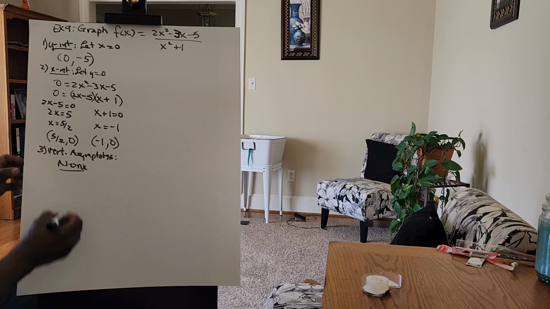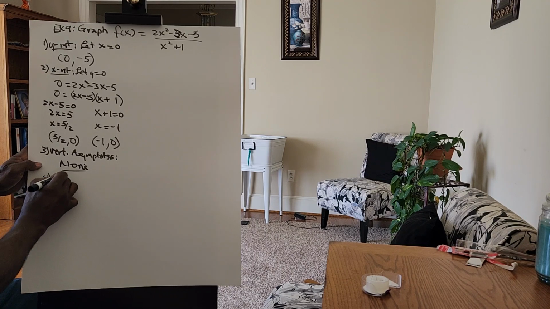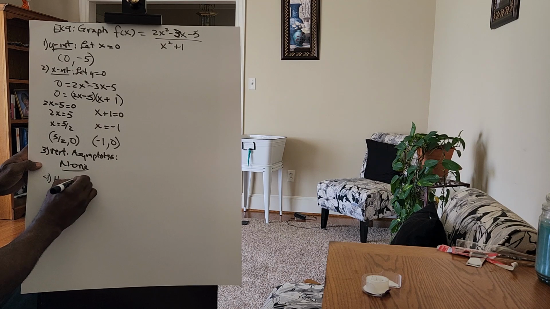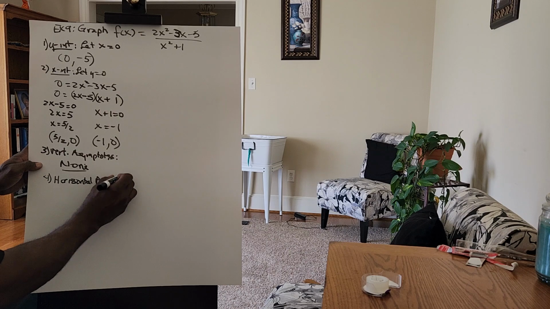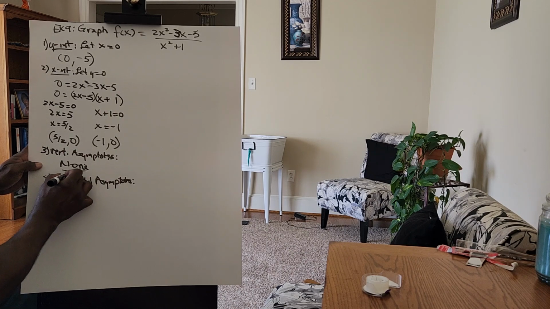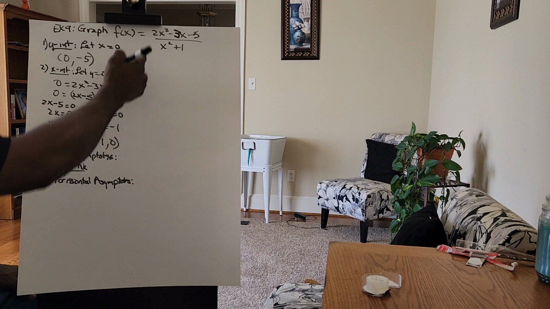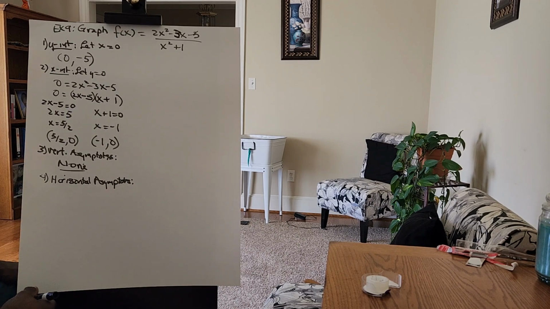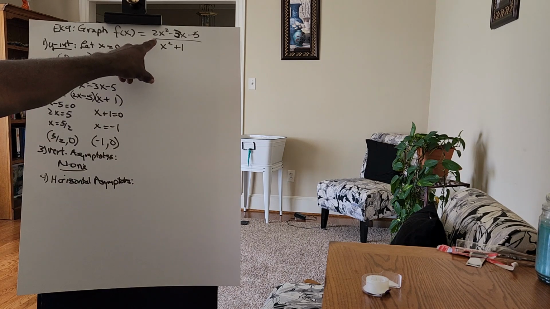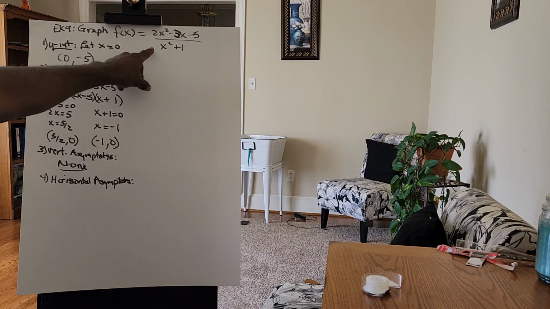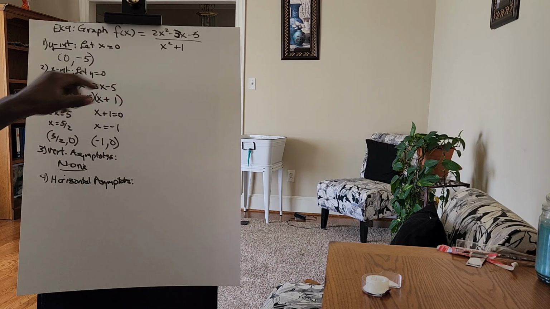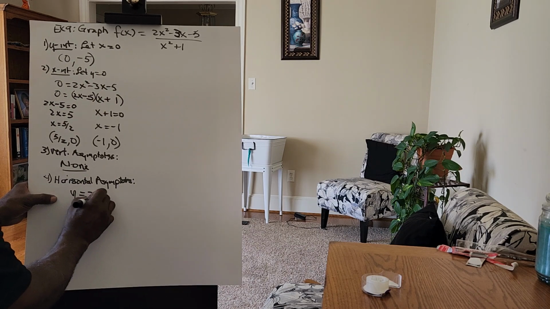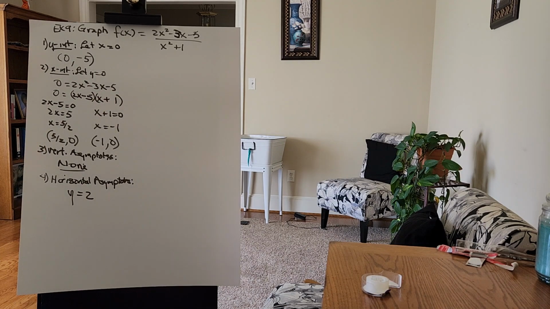Well, now we want to talk about maybe horizontal asymptotes. For horizontal asymptotes, the degree of the numerator is the same as the degree of the denominator. So that means I have a horizontal asymptote. I take the ratio of the two leading coefficients. There's a 2 in front of x squared in the top and a 1 in front of the x squared in the bottom. So my horizontal asymptote would be the ratio of those two coefficients. So y equals 2 would be my horizontal. 2 divided by 1 is 2.